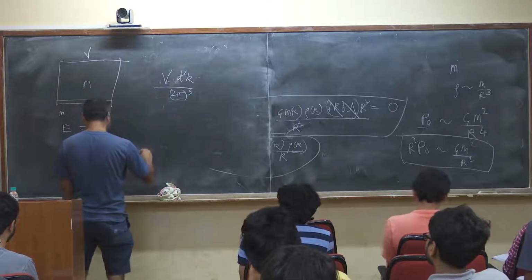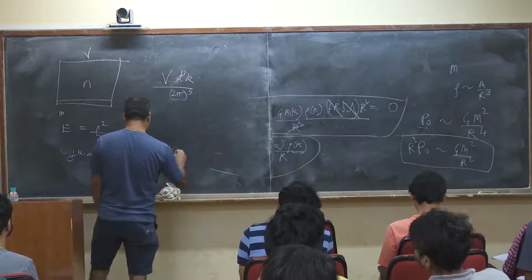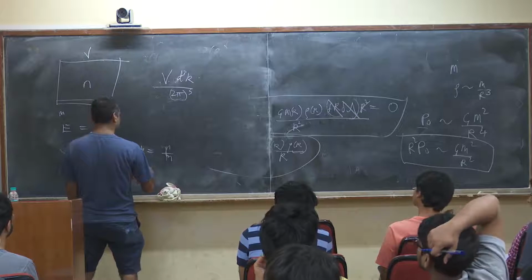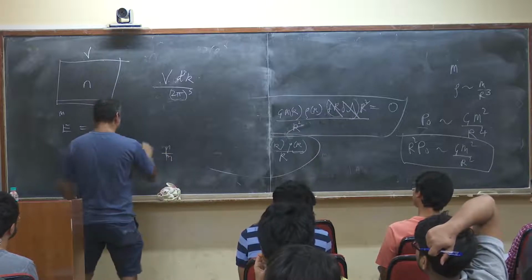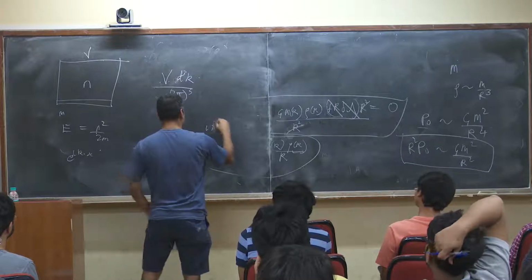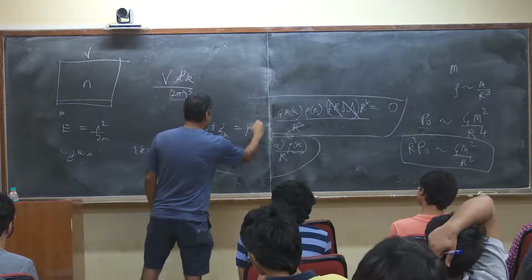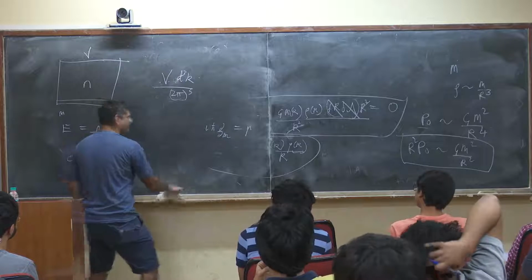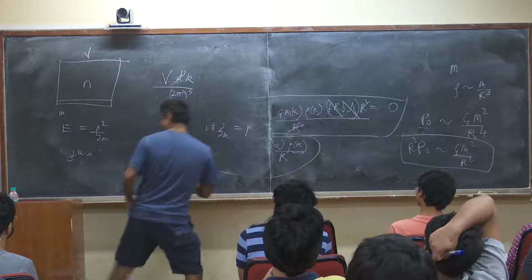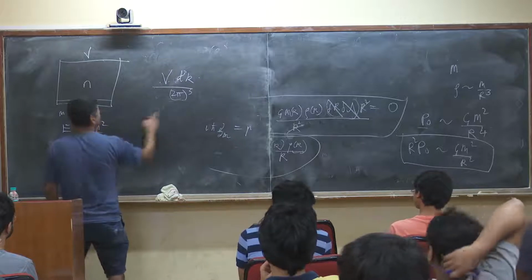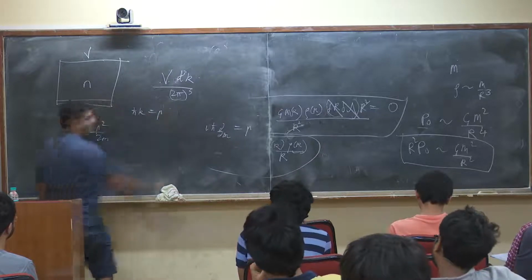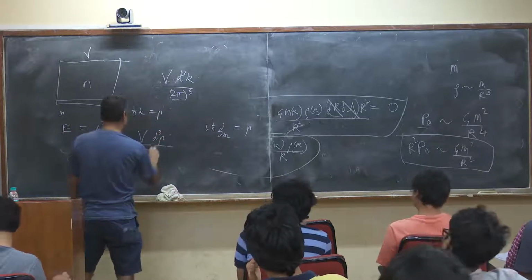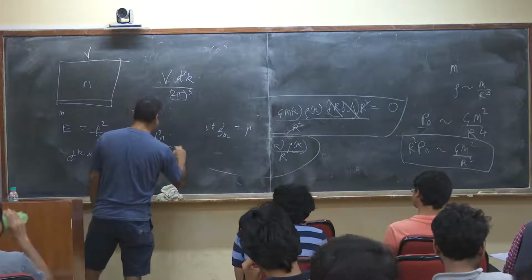Wait, i h bar del by del x is equal to p. So this is not even an m, just p. h bar k, exactly, h bar k is equal to p. And so we can write this as V d3p divided by 2 pi cubed h bar cubed.